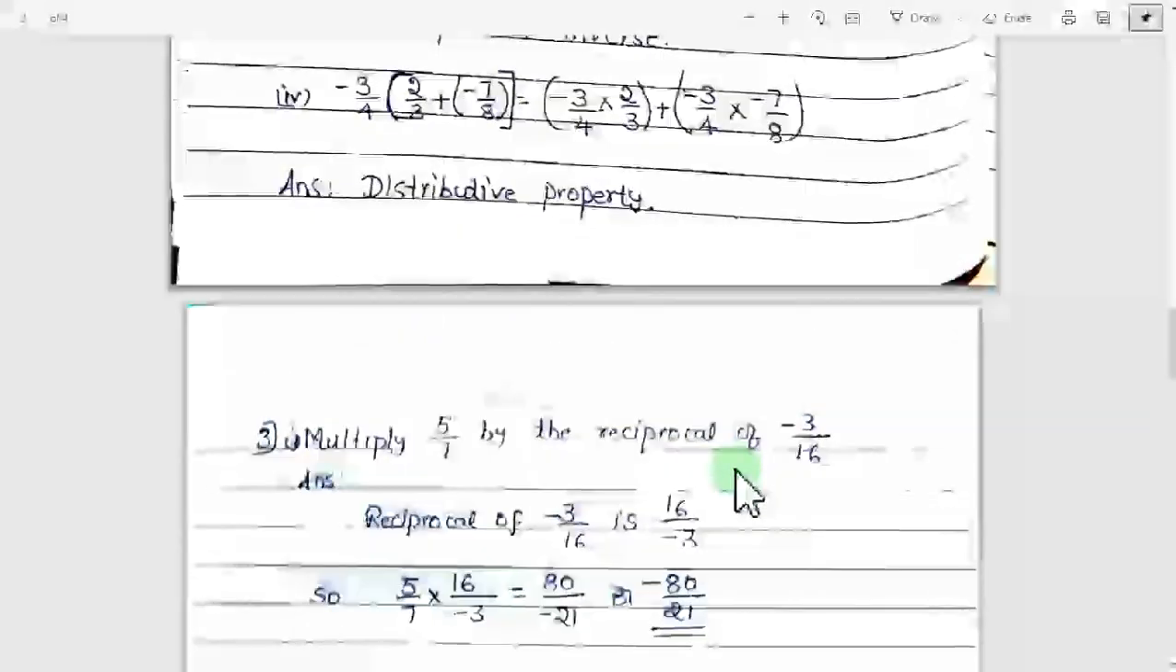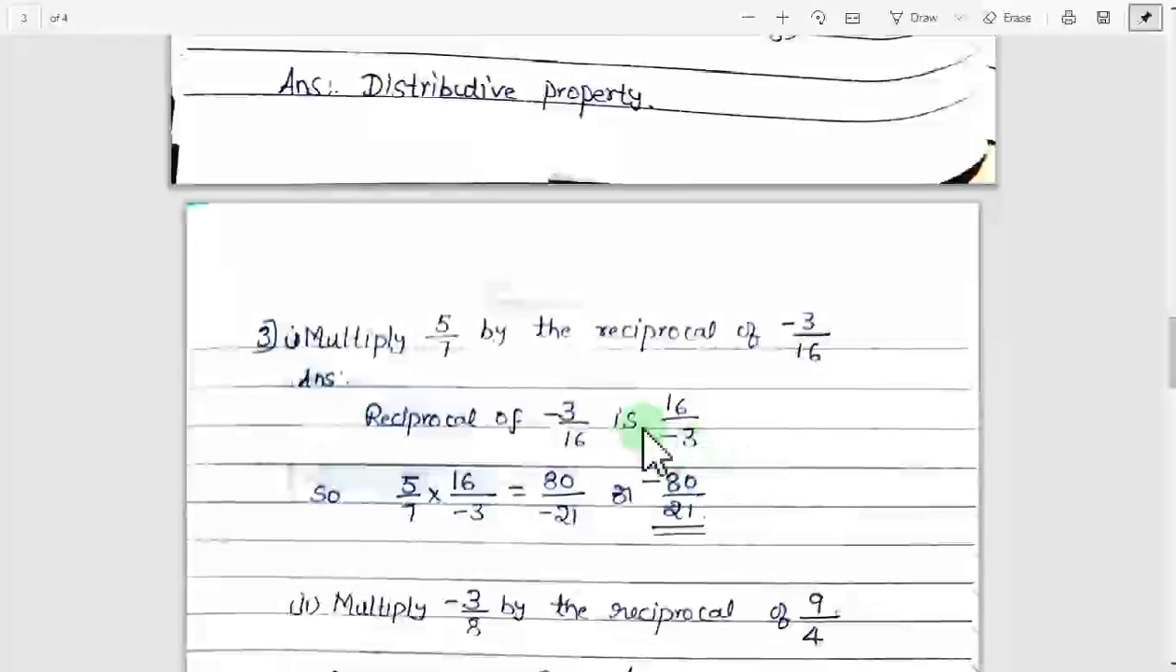Next question, multiply 5 by 7 by the reciprocal of minus 3 by 16. First you read the question and understand it. We have to multiply the reciprocal of minus 3 by 16 into 5 by 7. So first of all we will find the reciprocal of minus 3 by 16. Reciprocal of minus 3 by 16 is 16 by minus 3. The numerator goes to the denominator and the denominator goes to the numerator, that is the reciprocal.